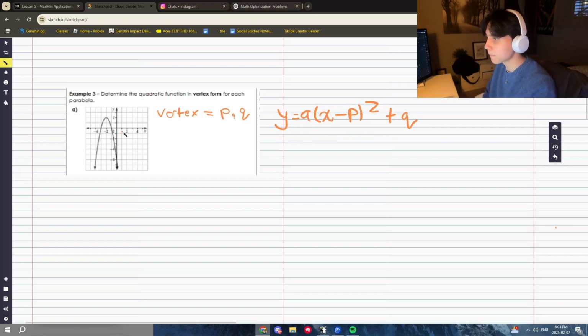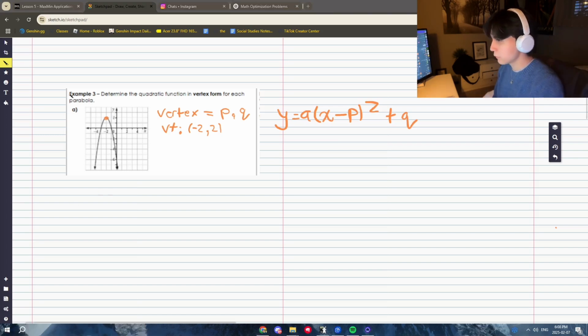So the way we do this is we're going to analyze our graph here. So we have negative 2, comma 2 as our vertex. So our vertex is equal to negative 2, comma 2. And now what we can do is you can look for any point on the graph, preferably a nice point. So there's a couple nice points on this one that we can see. There's negative 3, comma 0, it looks like.